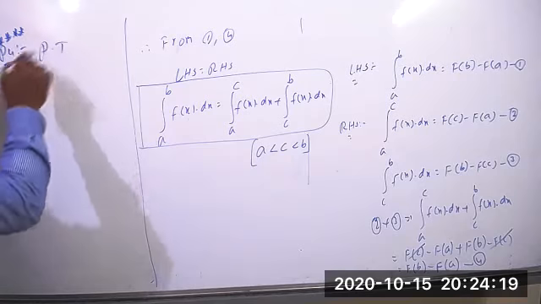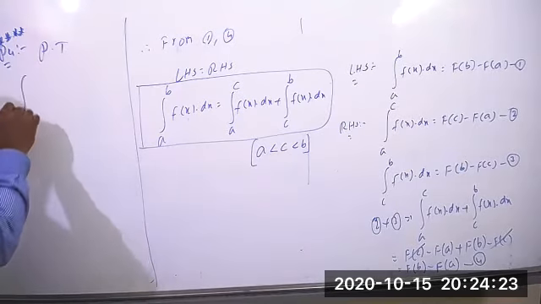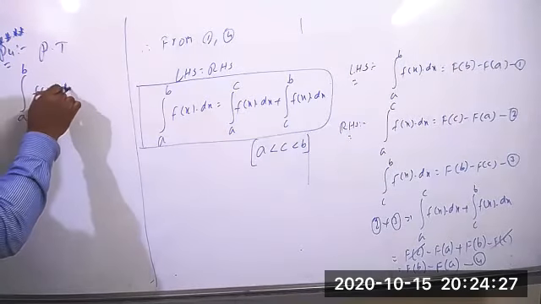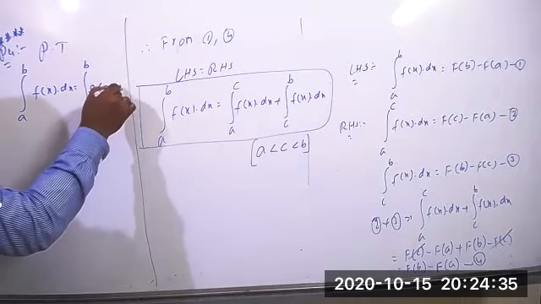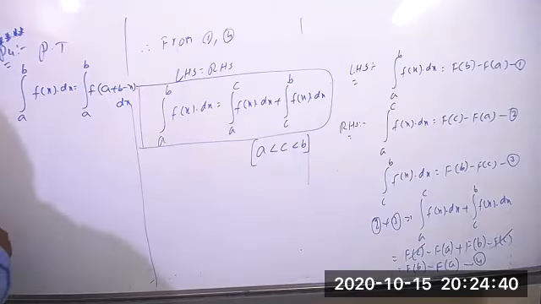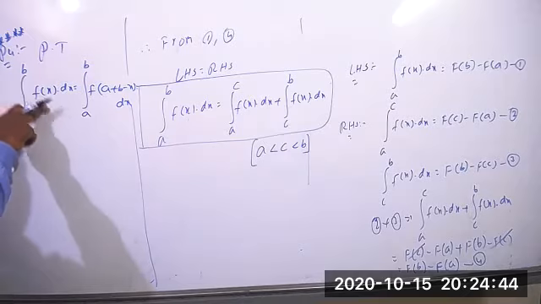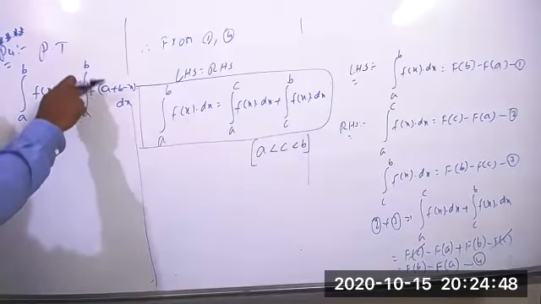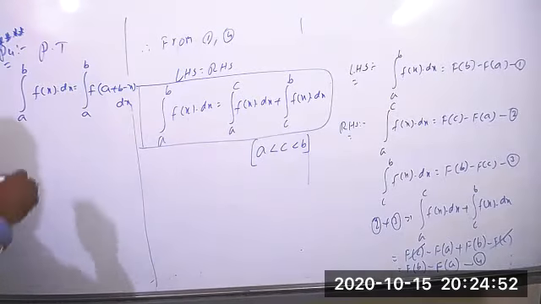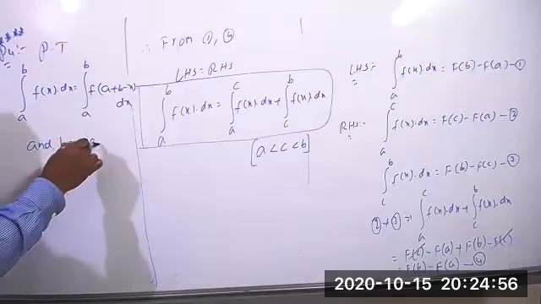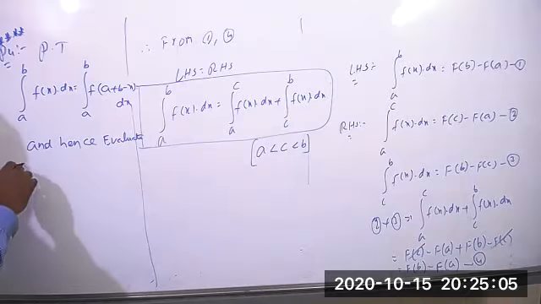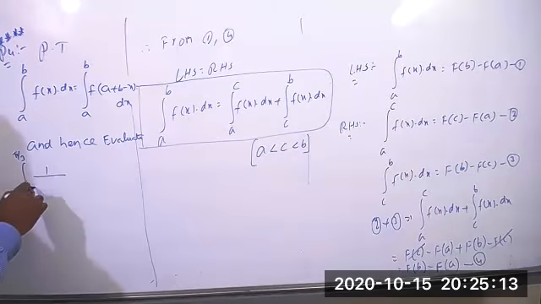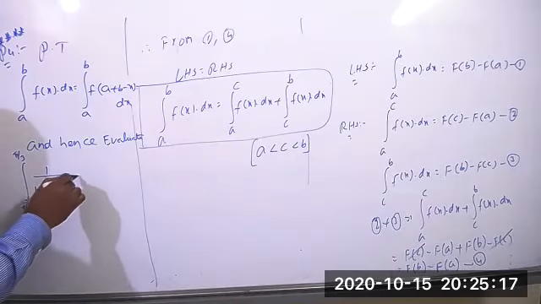Prove that integration of a to b f of x dx is equal to integration of a to b f of a plus b minus x dx, and hence evaluate integration of pi by 6 to pi by 3 of 1 by 1 plus root of tan x dx.